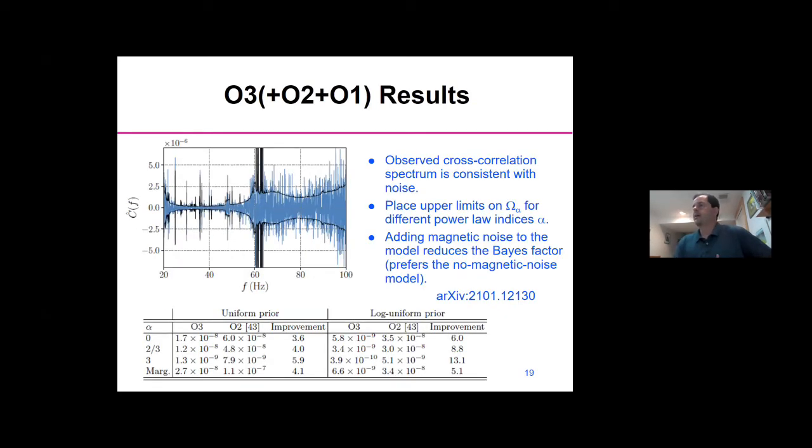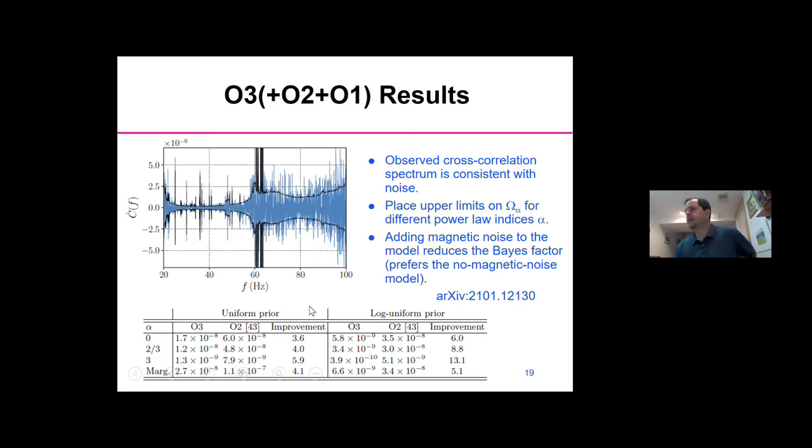Okay, so this is our result combining O3, O2 and O1 data so far. What you see here is our estimator Y(f) shown in blue, and the black is the corresponding sigma(f). You can do statistical tests of this data and show that everything is behaving as you would expect, that the ratio of Y(f) divided by sigma(f) is a Gaussian distribution with zero mean and unit variance. There are a variety of such tests that we do.